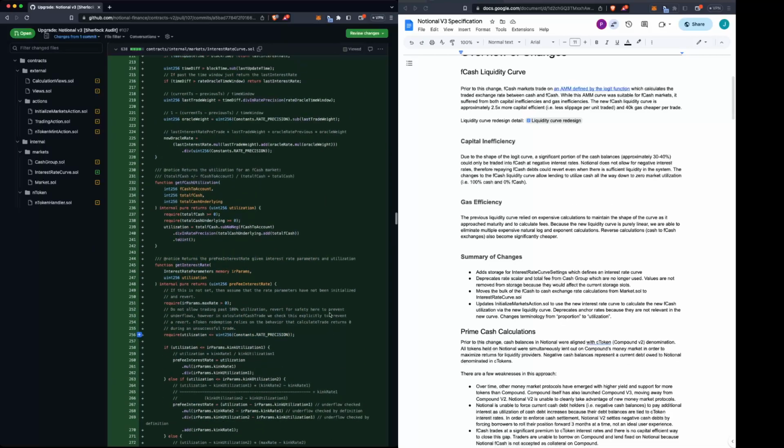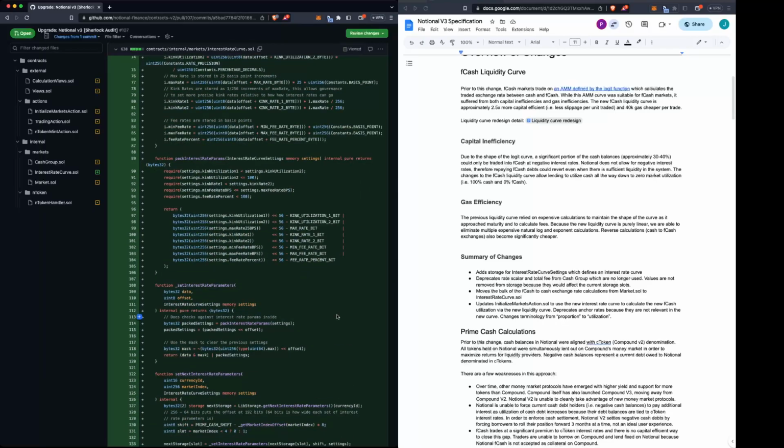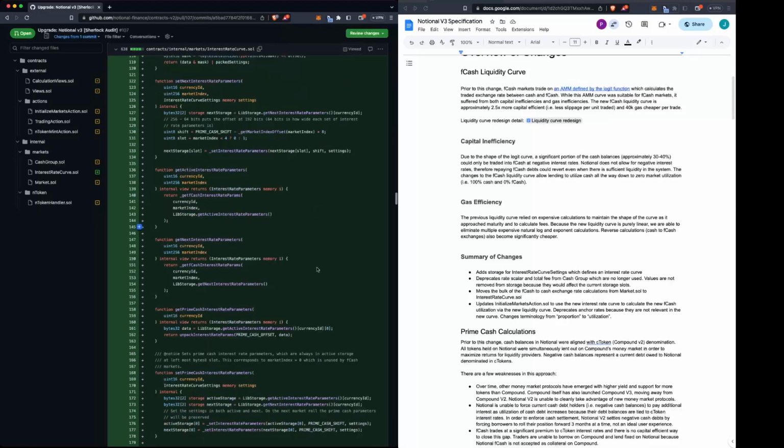Some things to note about the interest rate curve. One is the storage: we pack the storage into one 32 byte slot. The curve is linear with two kinks, and it defines the current interest rate that Fcash trades at. So the two kinks are defined here, and there are rates defined here, and so on and so forth. Reading this will give you a sense of how this is defined and how it's stored.